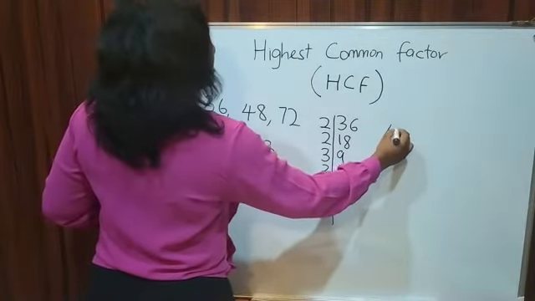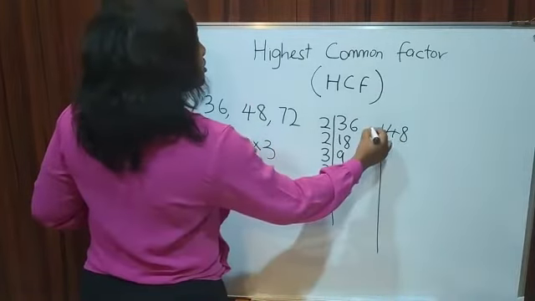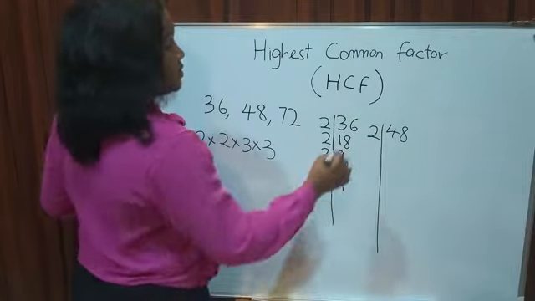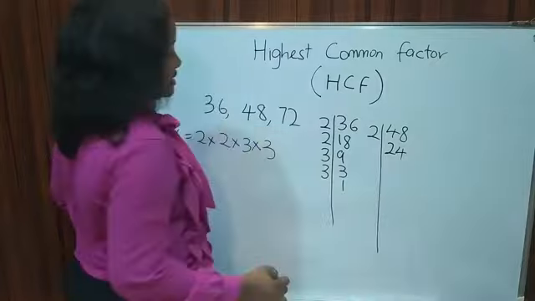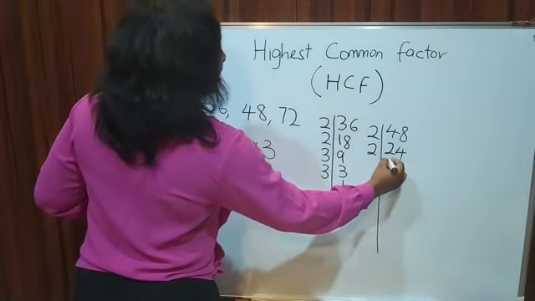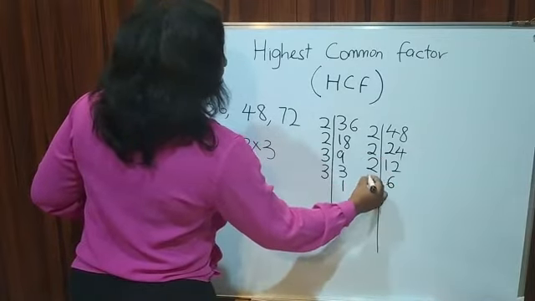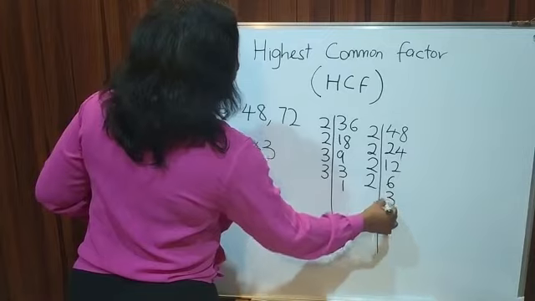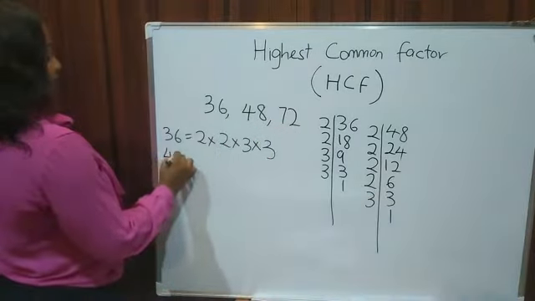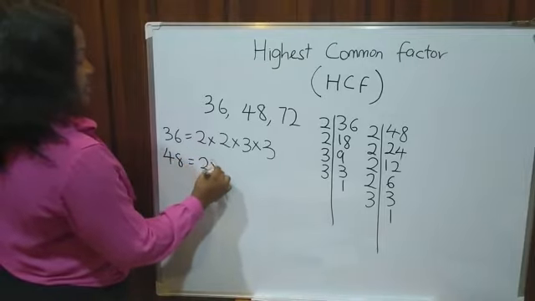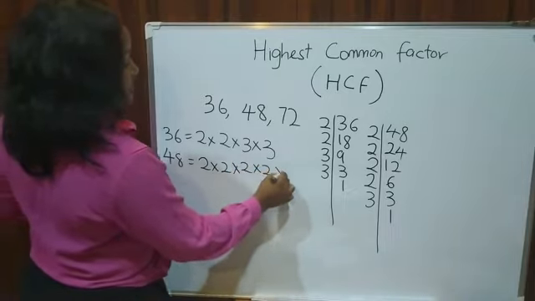So for 48, we have 2. It's an even number. So 2 goes and it's 24. Still an even number. 2 will go again and gives us 12. Still an even number. We have 6. Even number, 3, then 3, 1. So 48 gives us 2 times 2 times 2 times 2 times 3.